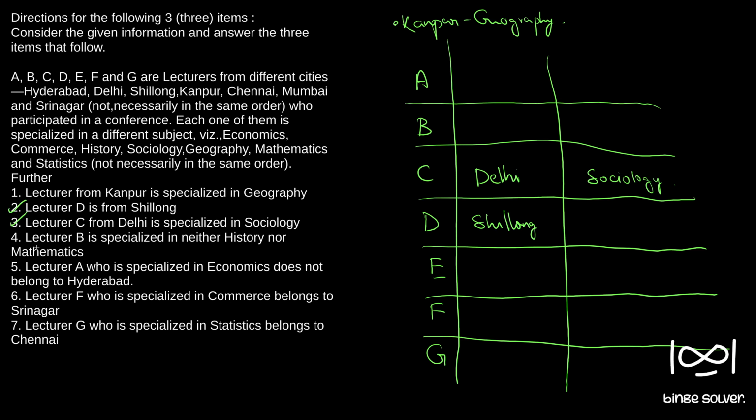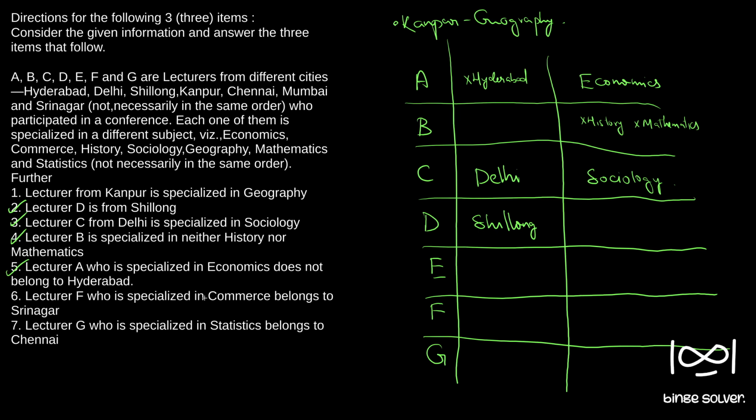Fourth one, lecturer B is specialized in neither history nor mathematics. So here, not history, not mathematics. Okay. Use this. Lecturer A, who is specialized in economics, does not belong to Hyderabad. So here, economics does not belong to Hyderabad. Okay.